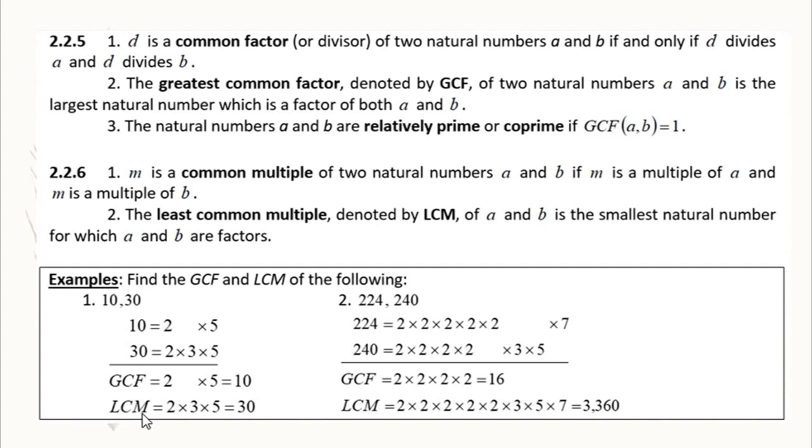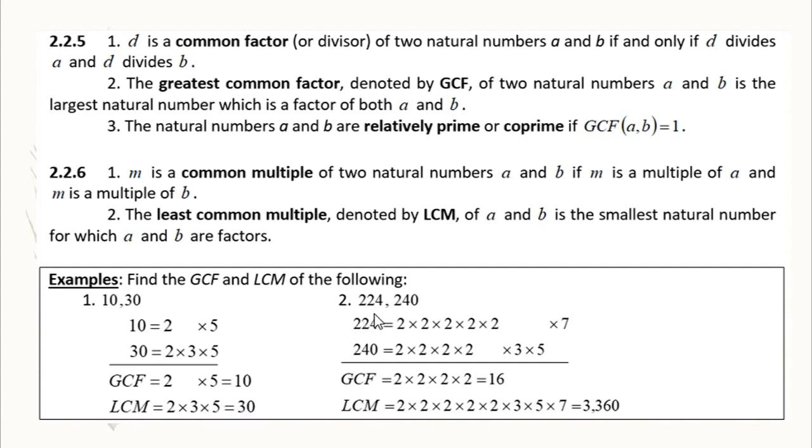How about the LCM? How to find the LCM? So, ang common nga factors, 2, gi-bring down, apil ang nahabilin. Bisan wala siyay kapareha sa 10, i-bring down gihapon. Then, ang atong common, i-bring down. So, ang LCM nato is 2 times 3 times 5, that is equal to 30. So, the LCM of 10 and 30 is 30.